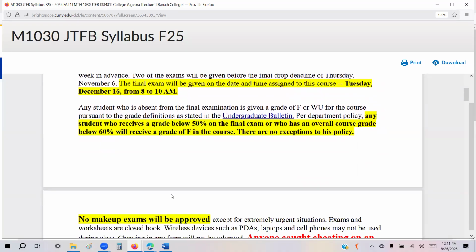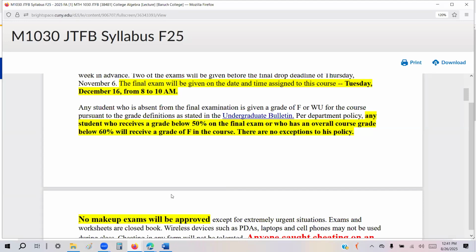To pass this class, there are two requirements. One is pass the final exam with at least 50%. It means out of 30 questions, you have to get 15 correct. Show them that you know your materials to move on to the next level. If you cannot get at least 15 out of 30 questions, that means you're not ready for the next level. So you're going to fail the class.